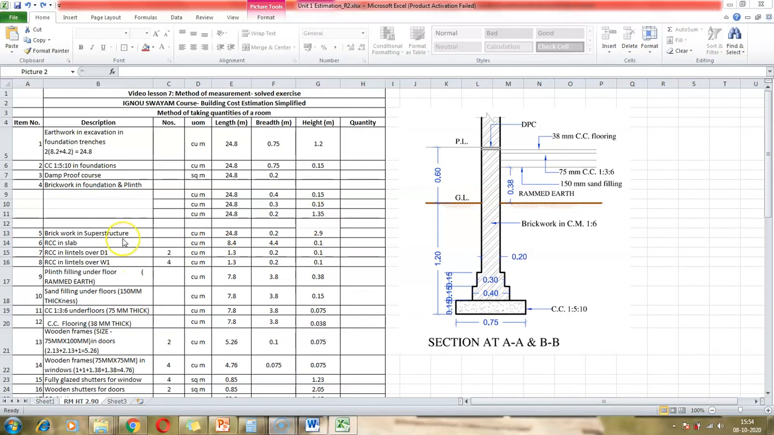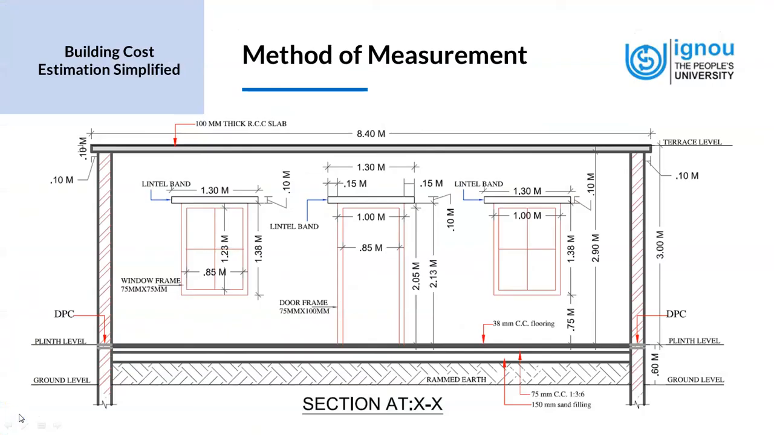Now we are going to look at brickwork in the superstructure. To find out about the brickwork in superstructure, we would need one dimension in particular, that is the height of the room. To what height is the brickwork taken? We have the plinth level here, and the brick wall goes up to 2.9 meters, which is the bottom of the slab. The bottom of the slab from the top of the plinth level is 2.9 meters. We already know the length of the brickwork. It is going to be around the perimeter of the room, but the height that we need to take from the section drawing is the 2.9 meter height.